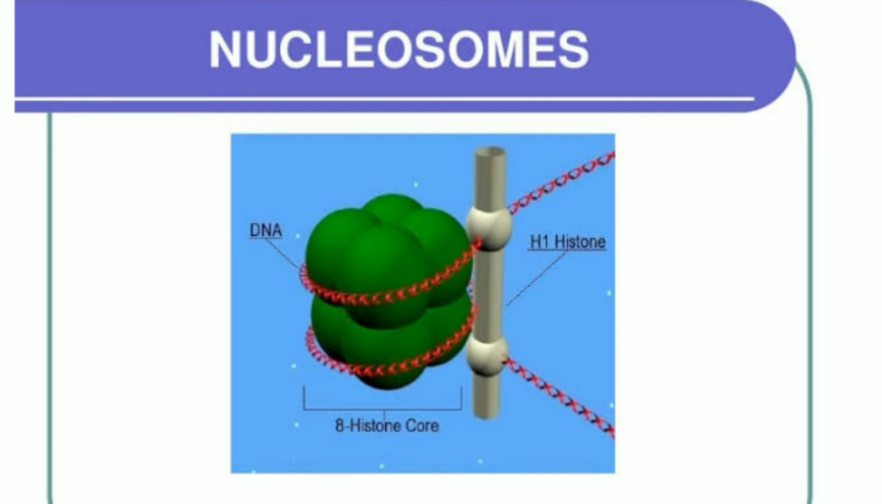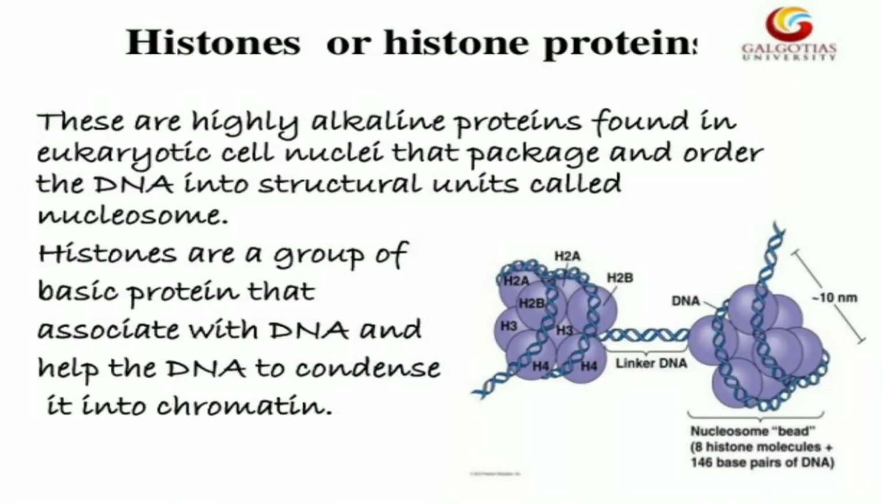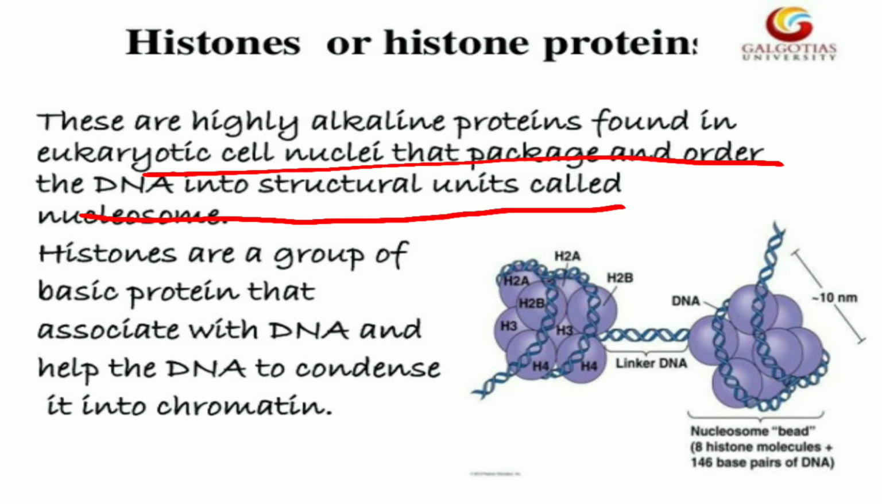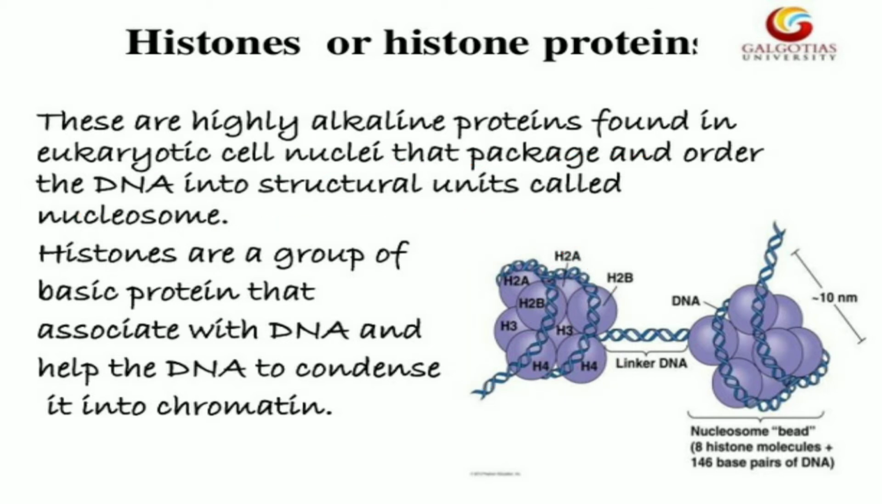nucleosome histones, and these are highly alkaline proteins found in eukaryotic cell nuclei that package and order the DNA into smaller units which we call the nucleosome. These are H2A, H2B, H3, H4, and are 2 in number each. That is, these are the various types of the histones as you can see here.